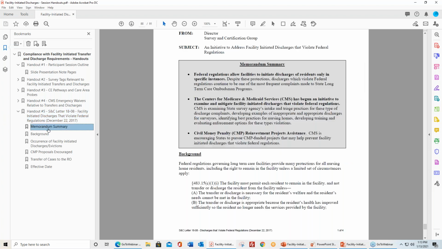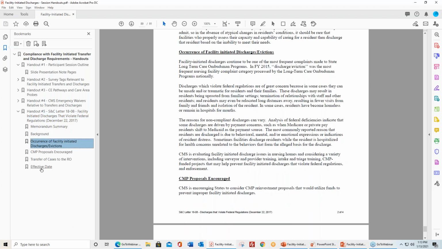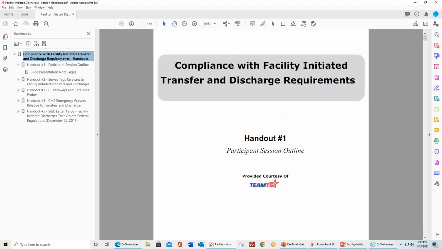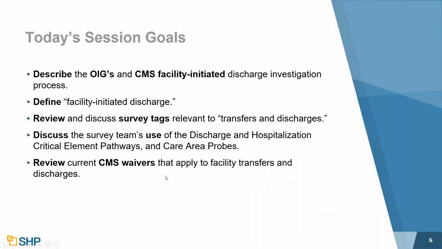This is the actual CMS letter, and so as we go through the session, all of these handouts will be addressed. So if you, in using the slide material, you may want to download this so you will have access to look at what the survey tags are, and etc. So I would encourage you to download it and use it as you're beginning to go through, determine how compliant you are.